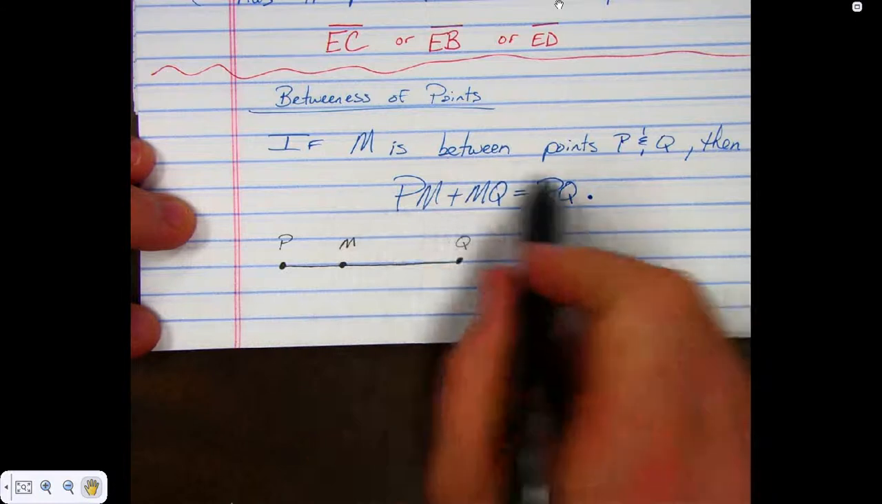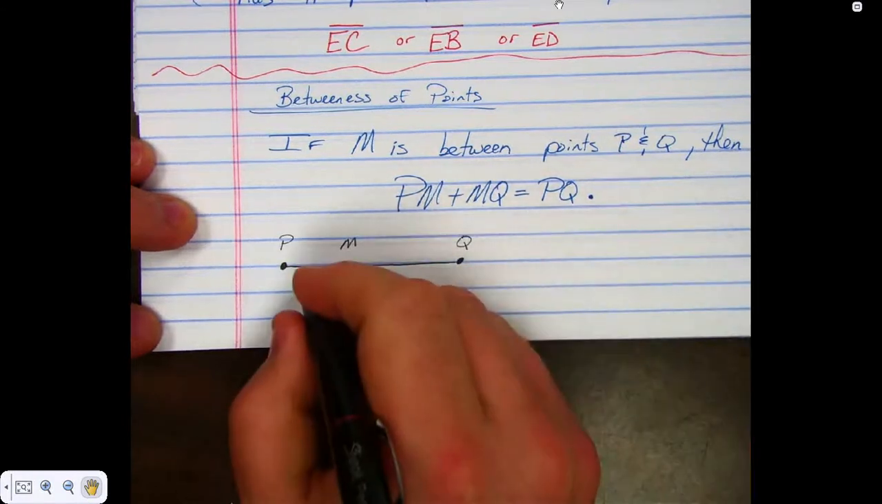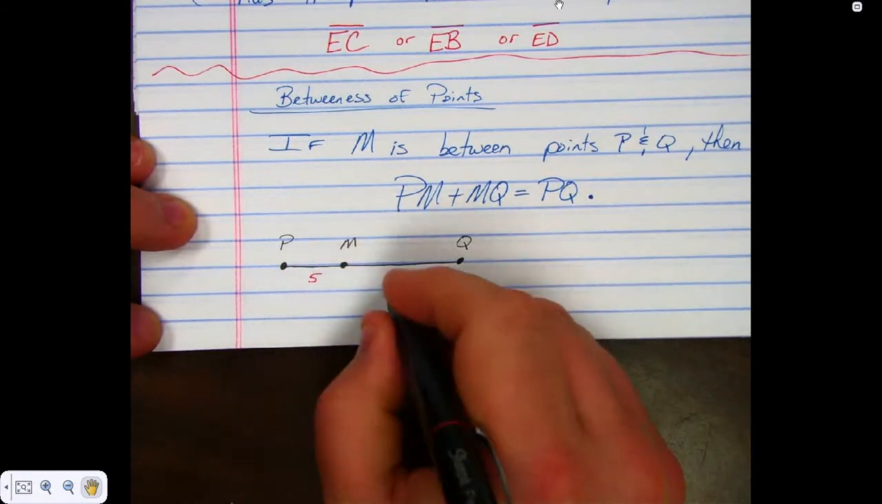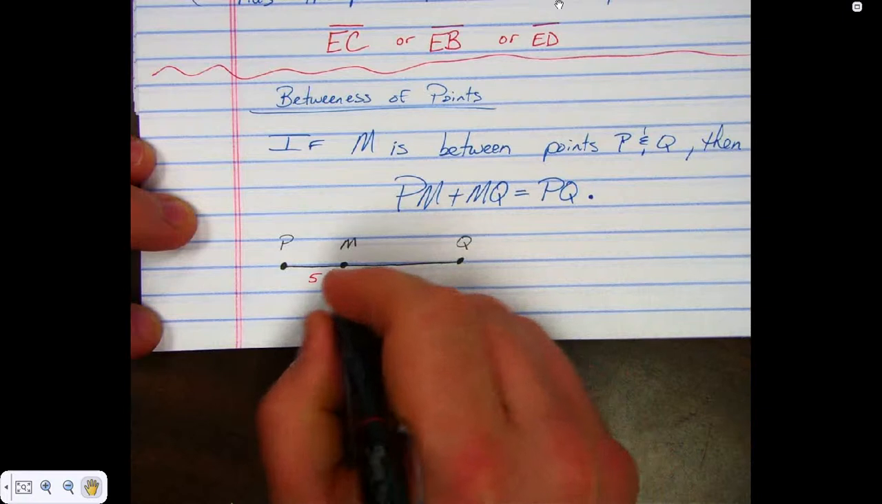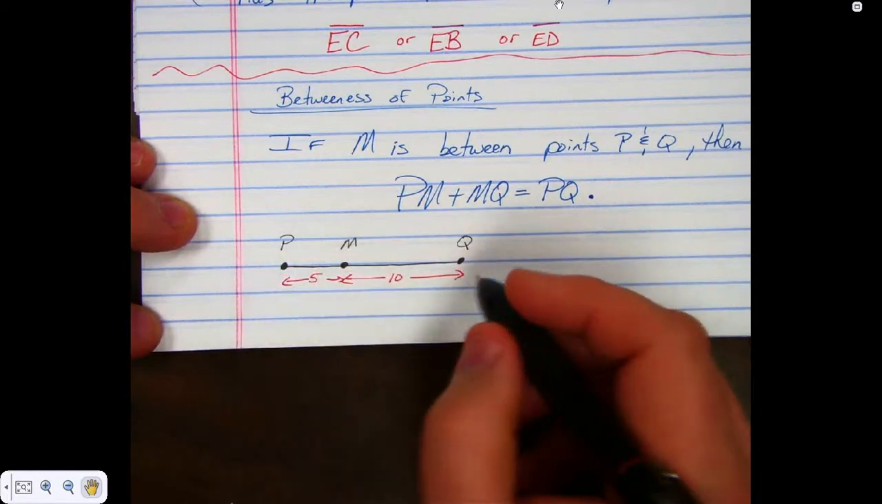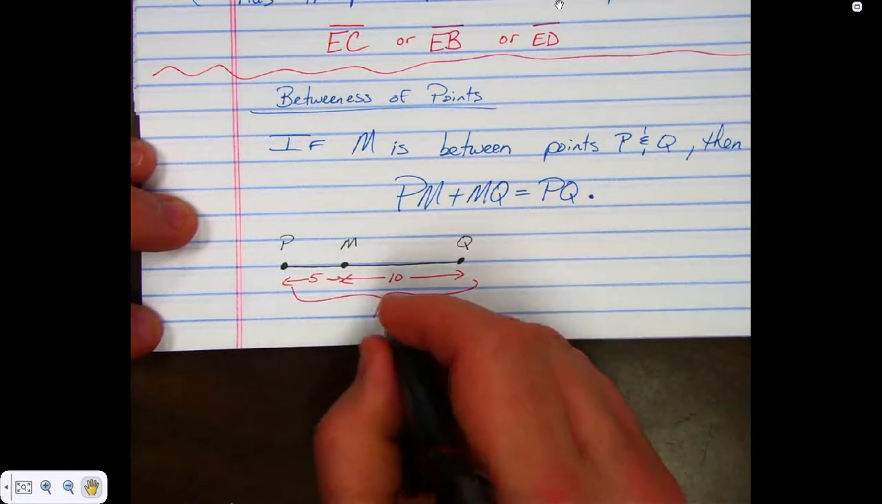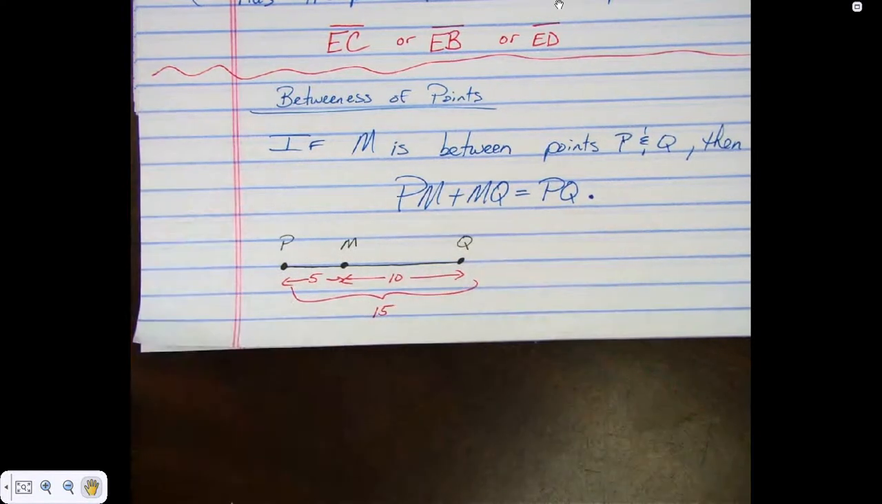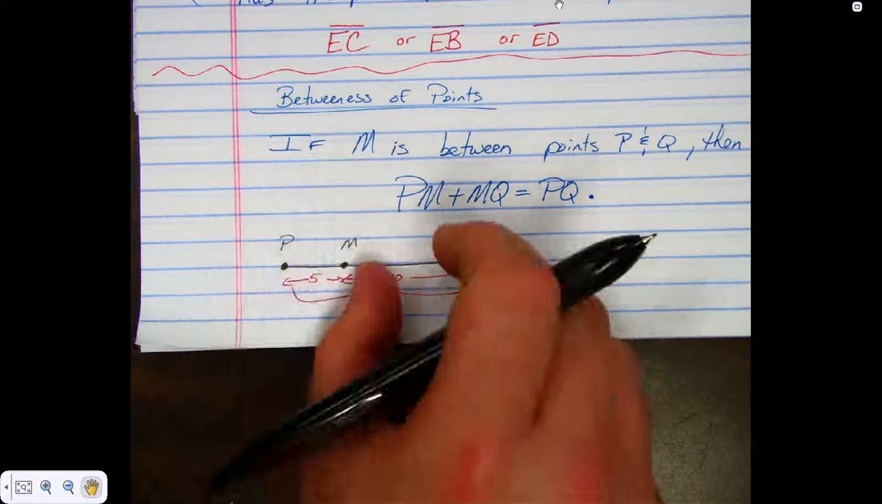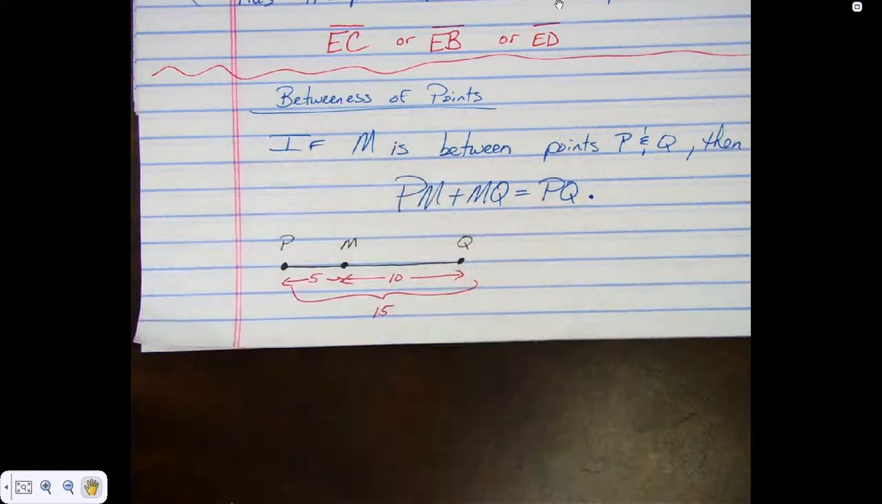Now, what this is saying, and think about it, isn't this just common sense? If I said from here to here was 5, and then the distance from here to here was 10, what would the whole distance be? 15. It's amazing how we have problems with that sometimes. Doesn't the two smaller parts always equal the whole? Wouldn't you agree with that? That's the definition of betweenness. Okay?